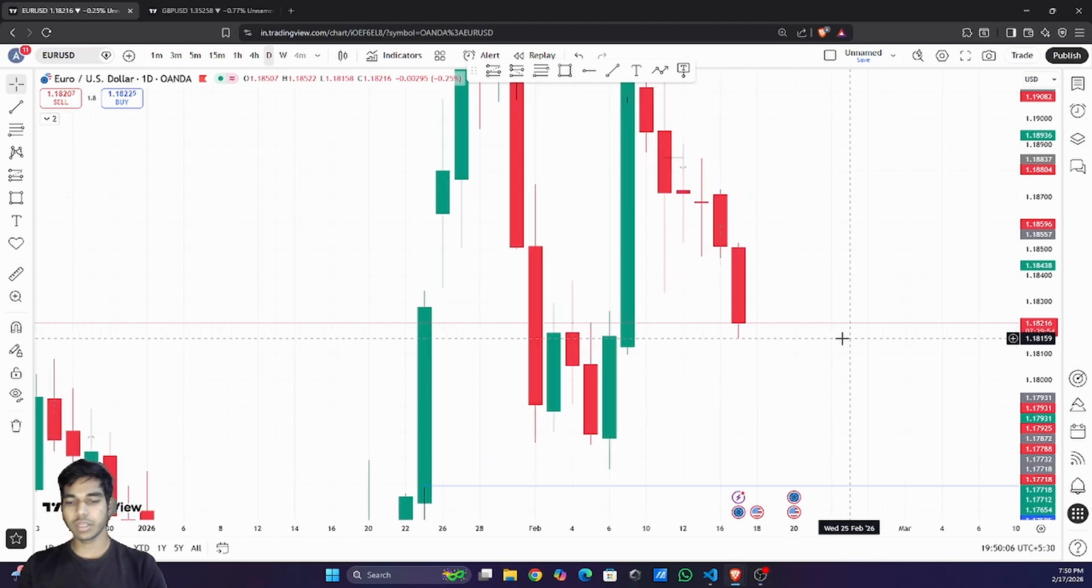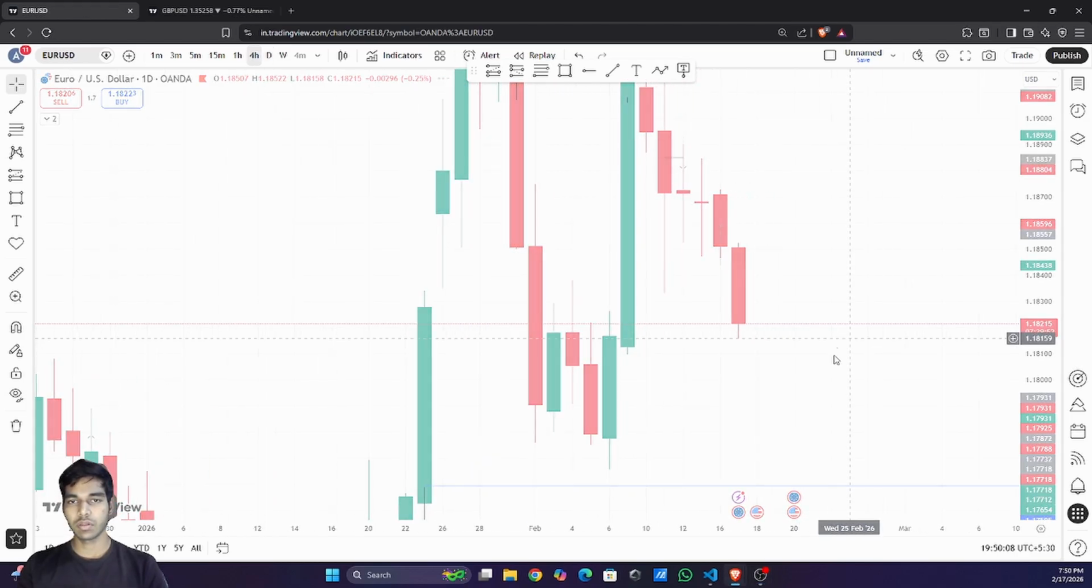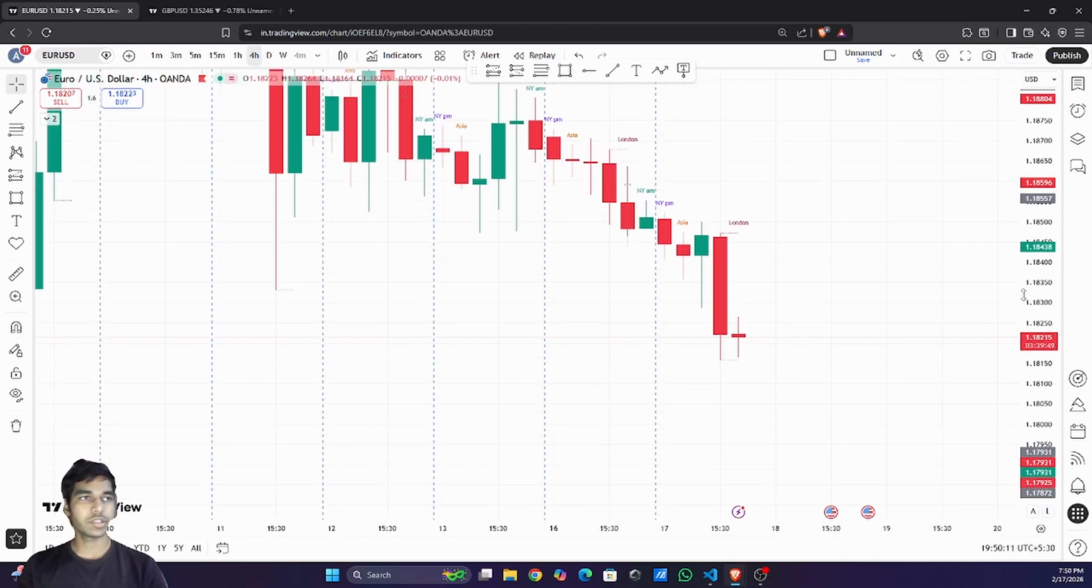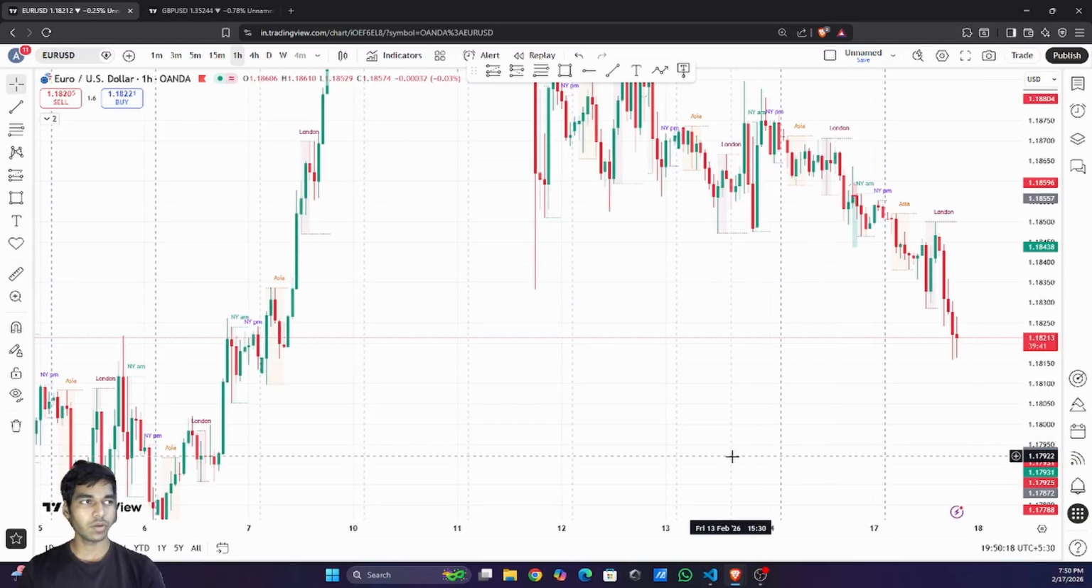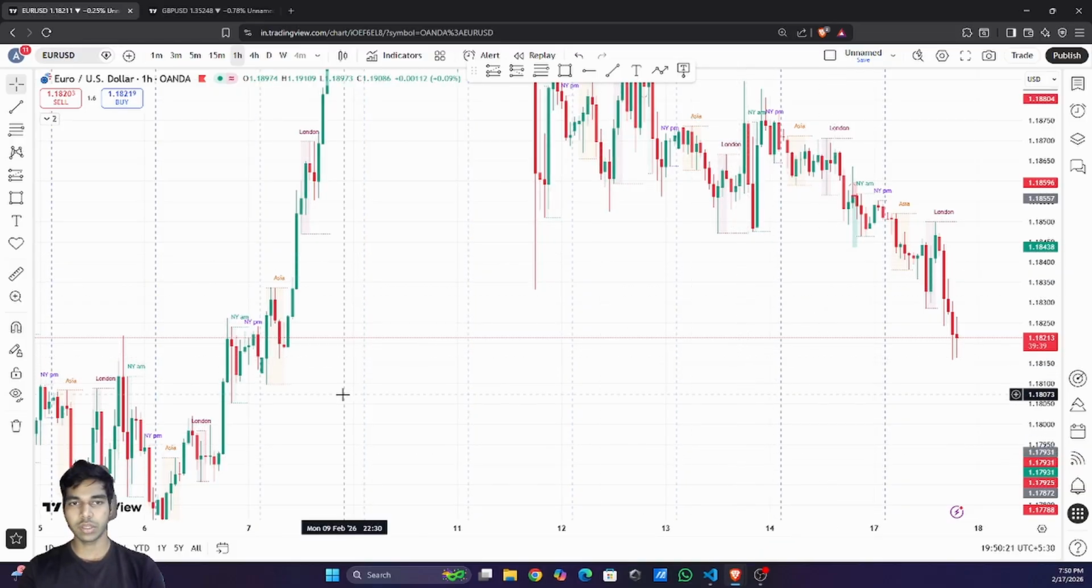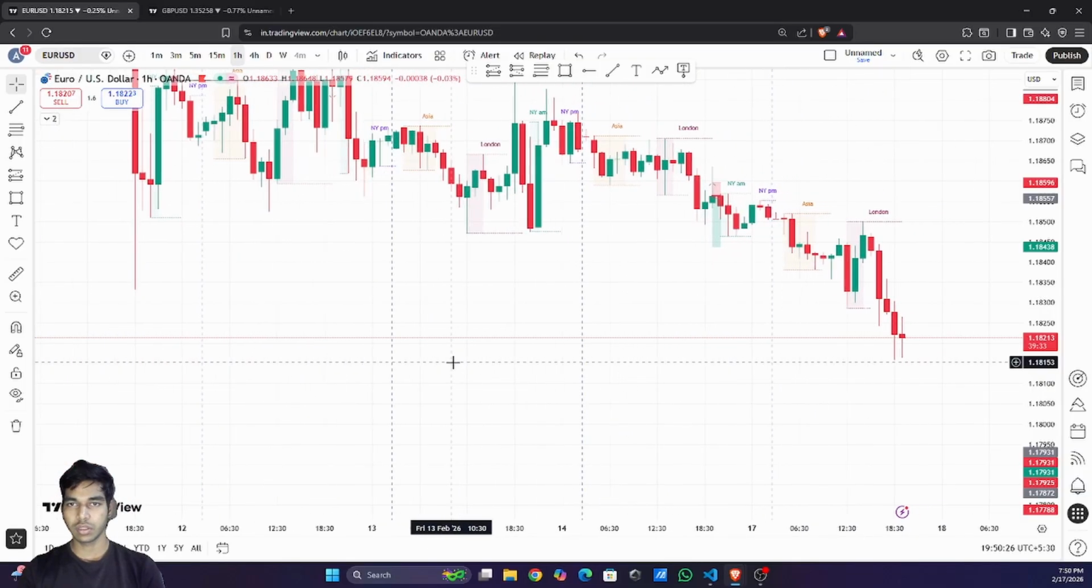So in daily GBP is bearish, 4-hour bearish. The order block is very high, but the current candle looks like a doji. Let's see 1 hour. What is the next swing? Okay, so it is around its swing over here. The second swing is over here, then third. So there are swings over here.